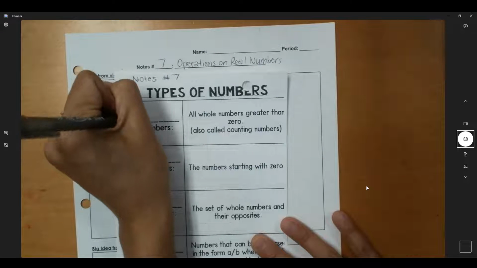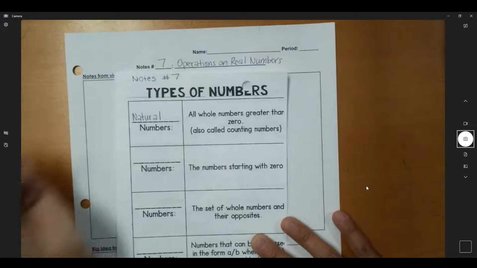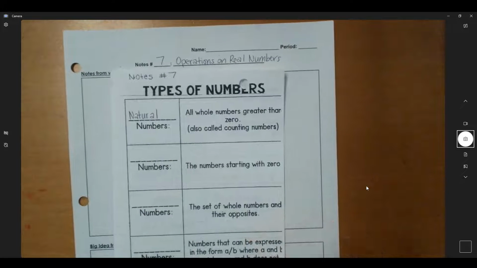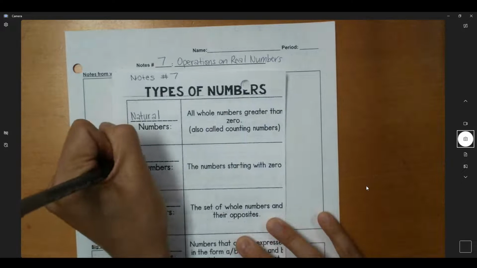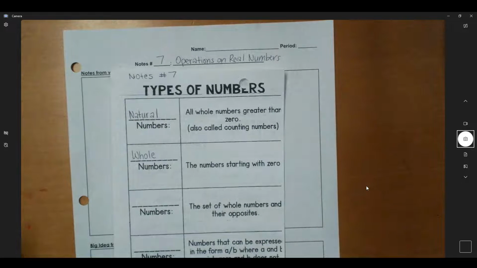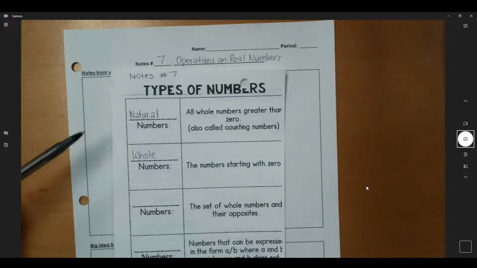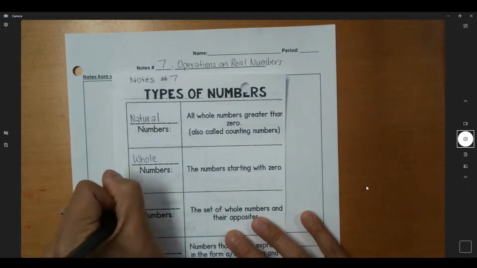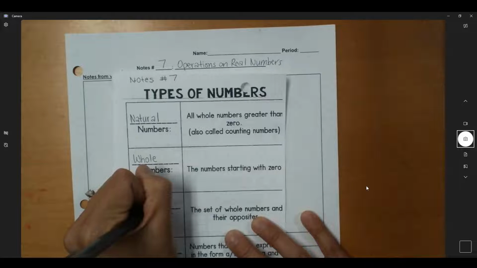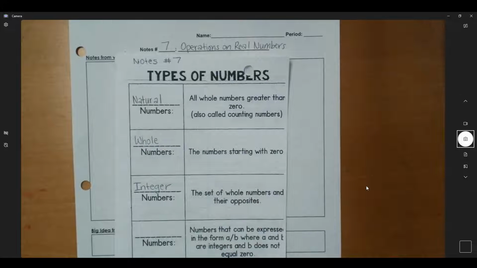So natural numbers are all whole numbers greater than 0. So you can't use 0, you can't use negatives. Whole numbers, that is the same as natural plus 0. So you start with 0 and then 1, 2, 3, 4, 5, 6, 7, and so forth. And then we have integers. That's going to be every whole number. So negatives, 0, and positives.